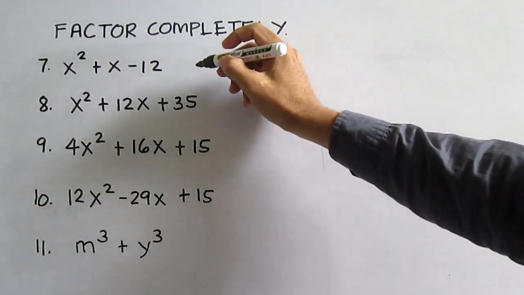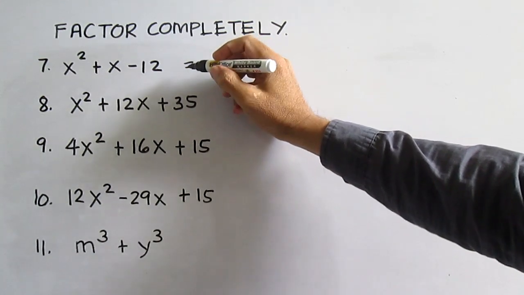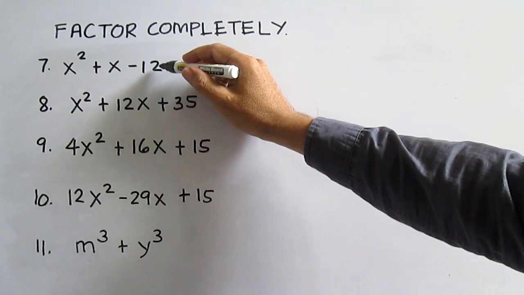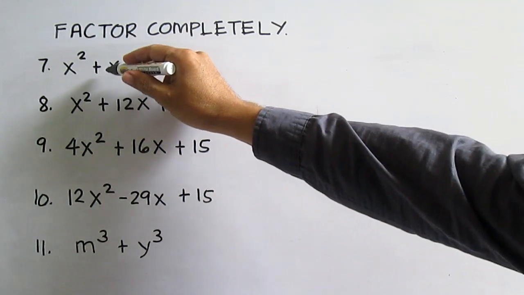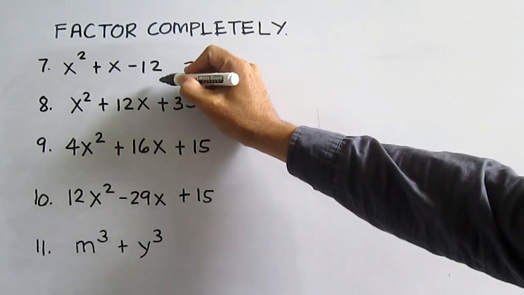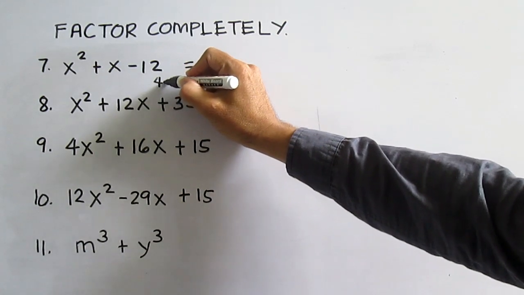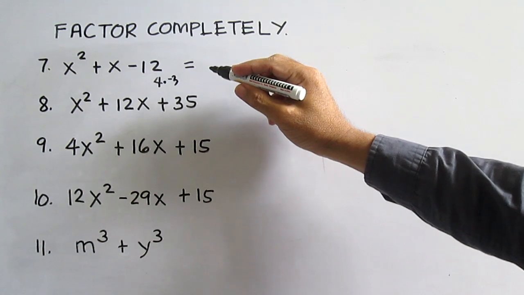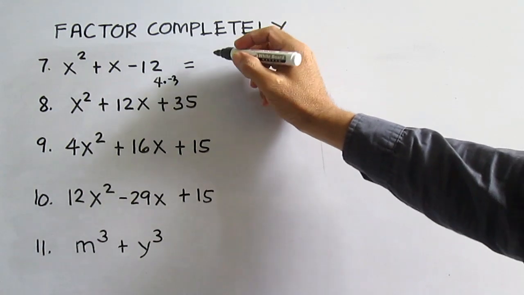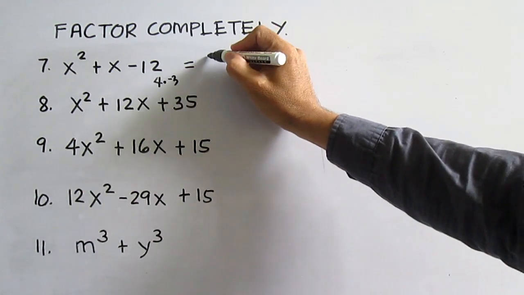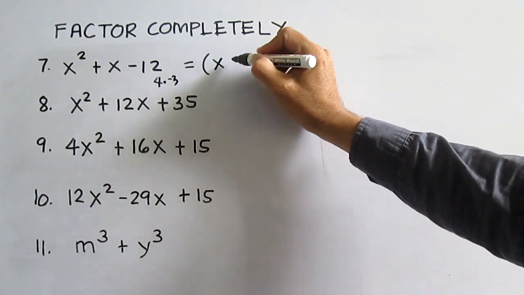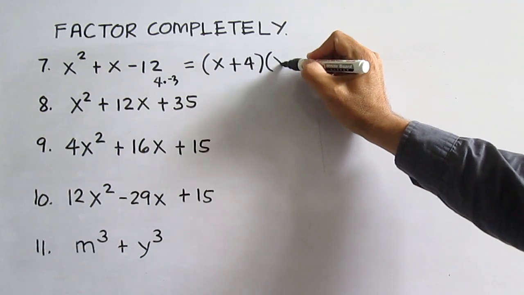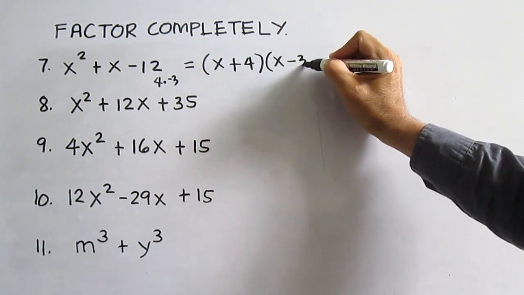Number 7 is a general trinomial where the numerical coefficient of x squared is equal to 1. To factor, think of two numbers that will give you a product of negative 12 and a sum of 1. 4 and negative 3. The factors are the quantity x plus 4 and the quantity x minus 3.